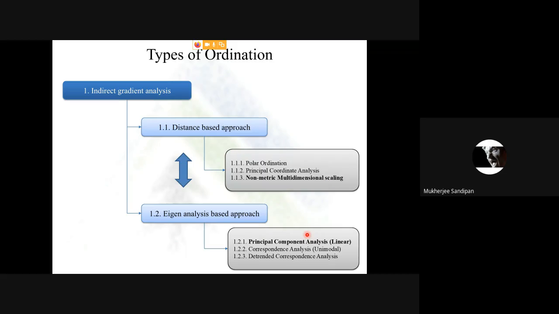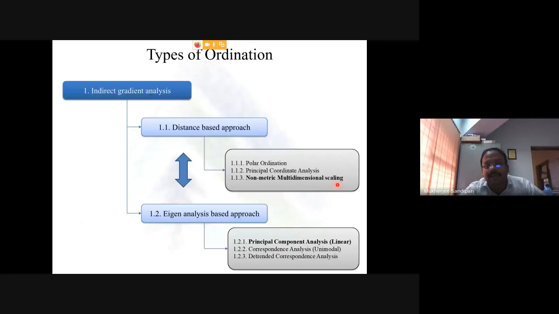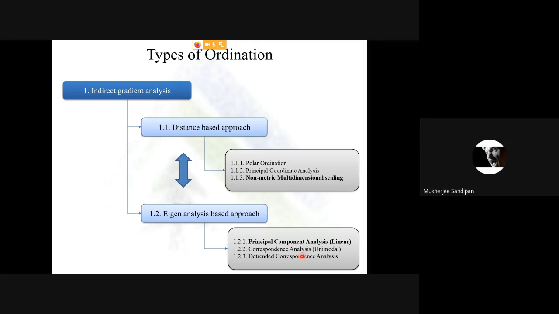For eigen-based approach, we have principal component analysis, correspondence analysis, and detrended correspondence analysis, of which currently ecologists across the world use non-metric multidimensional scaling, and principal component analysis is again being used. But I mean, currently most of the ecologists across the world use correspondence analysis and detrended correspondence analysis. But unfortunately, in this presentation, we will only talk about non-metric multidimensional scaling and principal component analysis.